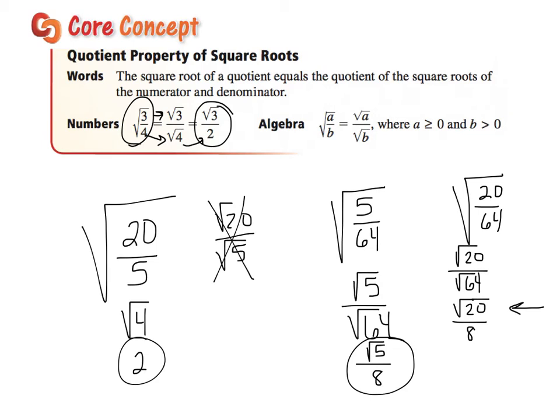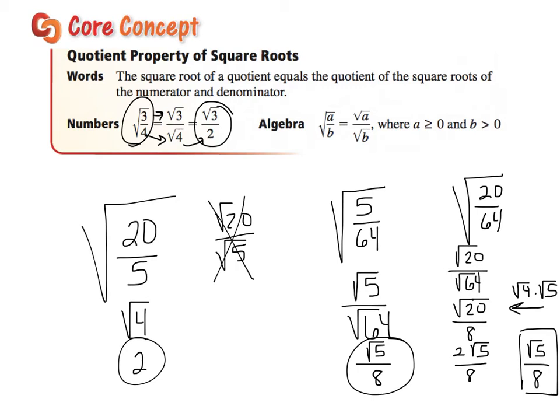So I can break the numerator up into the square root of 4 times the square root of 5. The square root of 4 becomes 2 root 5 divided by 8. I'm still not done. I now have 2/8. I can simplify the fraction 2/8, which gives me 1/4. So my final answer is root 5 divided by 4.